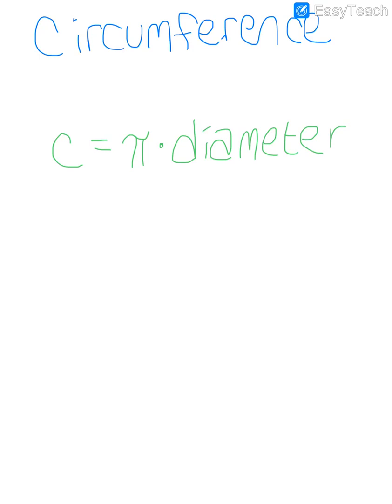The formula that you need to know for circumference is that circumference C is equal to pi times the diameter. You may use 3.14 for pi, or you can use the pi key on your calculator. Either way is totally fine. Sometimes you might have to leave your answers in pi, but we'll see as we're going through if there's anywhere that we need to do that. So let's go do some examples.